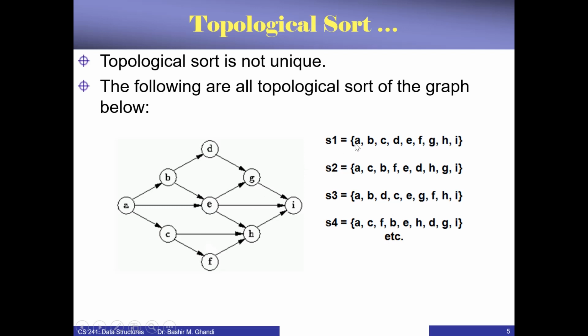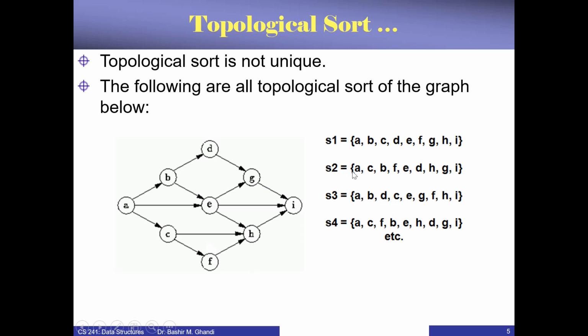If you can observe the first sorting, basically we are looking at the vertices vertically, if you like, from left to right, top to bottom. So A is done first, then B, C, then D, E, F, then G, H, and I.